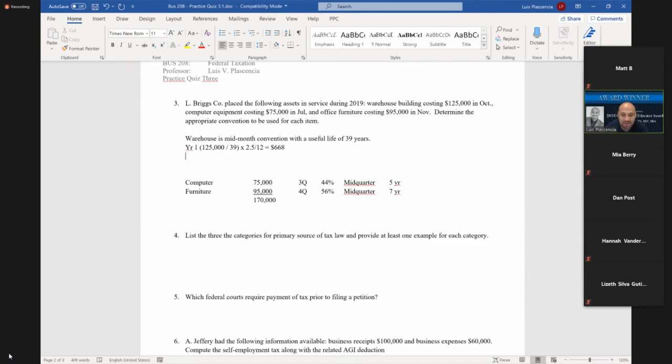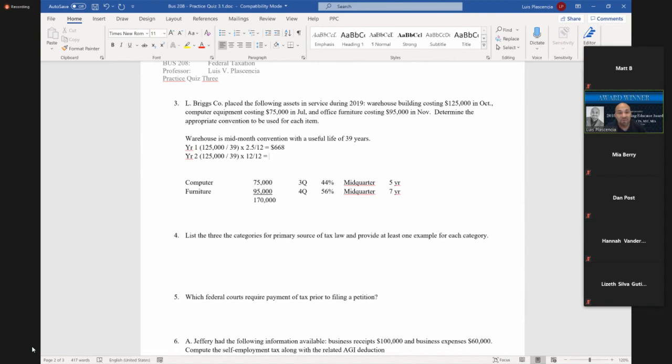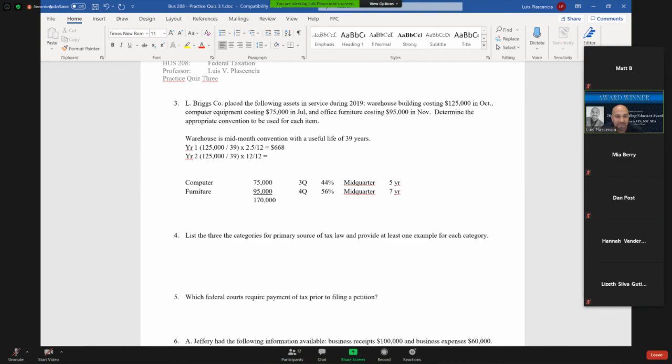Year two. How would I do year two? Year two is actually pretty basic. 125,000 divided by 39, right? Times 12 over 12. I don't have to do that part, but I want you to understand what we're doing here. Why am I doing 12 over 12 for the second year? It's a full year, so it's 12 months. It's a full year of depreciation.